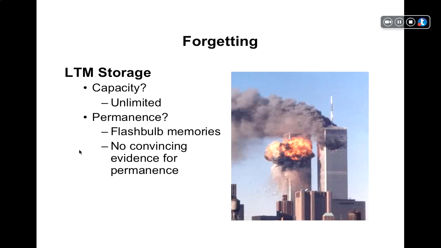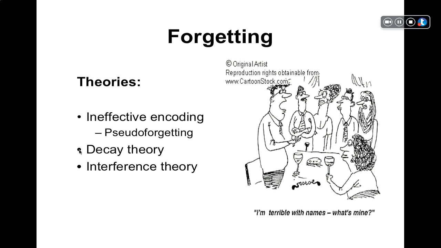They're fallible. So what this suggests is that even though we think that the information is permanent in long-term memory, that there's stuff that will never go away, certainly it does. We do forget. So I want to talk about some of the theories pertaining to forgetting, why stuff goes away.